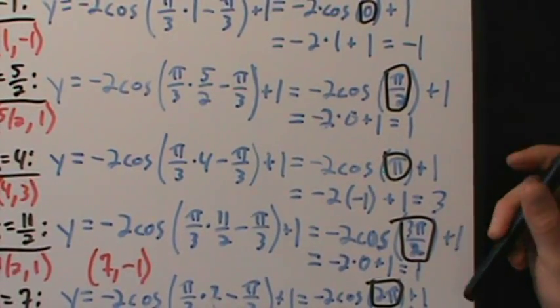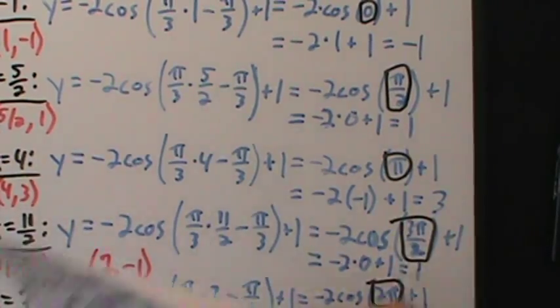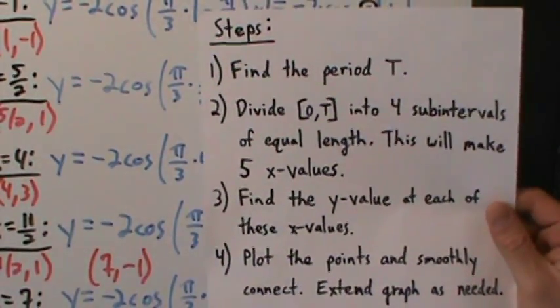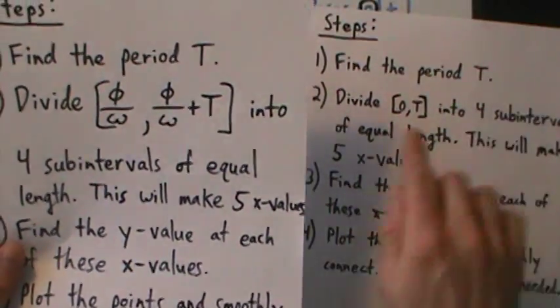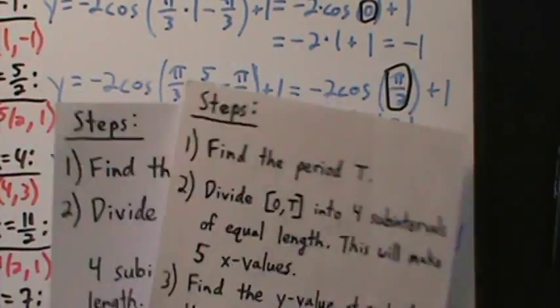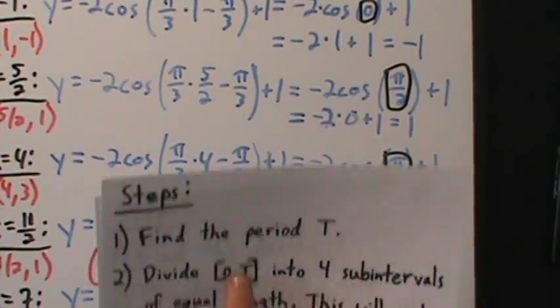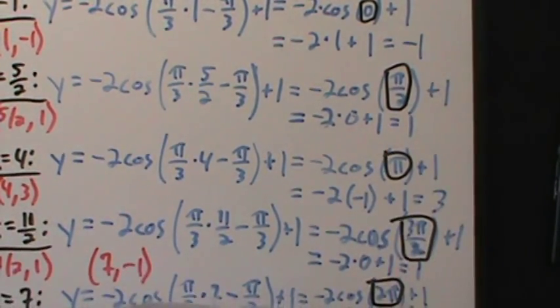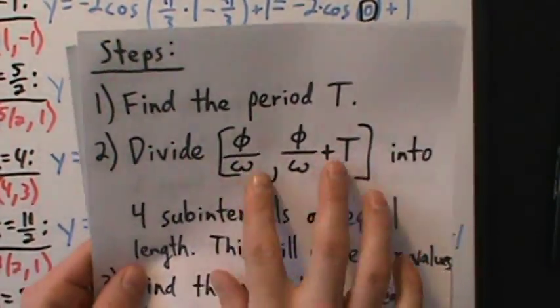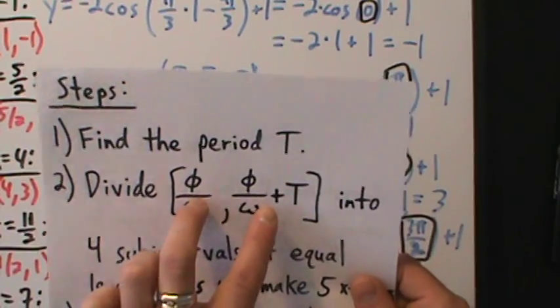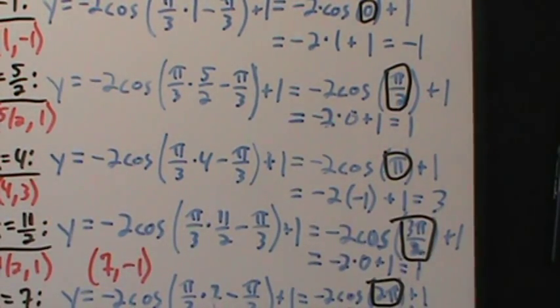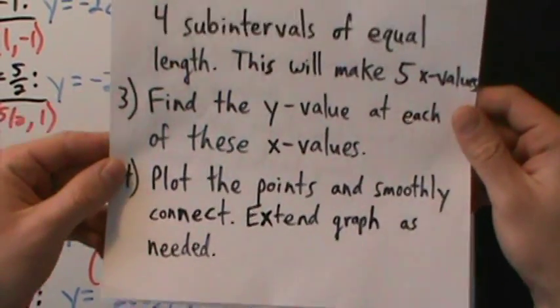And what's nice is when we did the steps without the phase shift, and these are the steps with the phase shift, they're completely identical. The only difference is the interval that we use, and we'll talk more about that at the end of the video. When we did this without a phase shift, we used this interval and got this nice pattern showing up. The exact same thing will happen if we use this interval here with the phase shift. As long as you stick to this interval, you'll get this nice pattern showing up here. Again, we'll talk more about that at the end of the video. But for now, let's move on. So, step 4 now, plot the points and smoothly connect, extend the graph as needed.